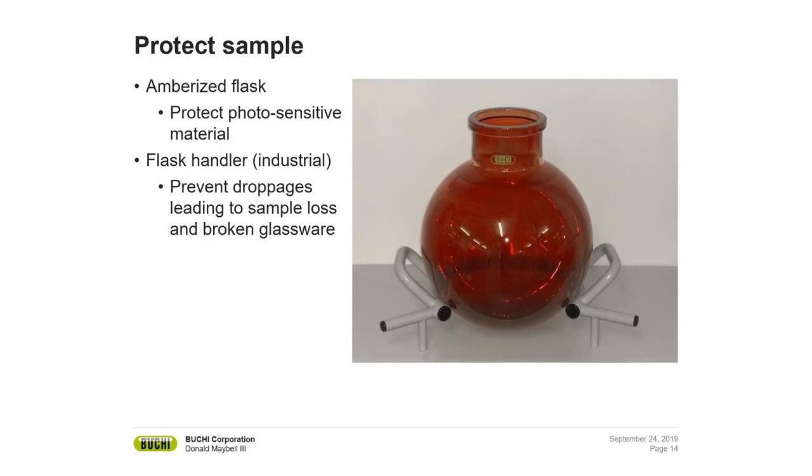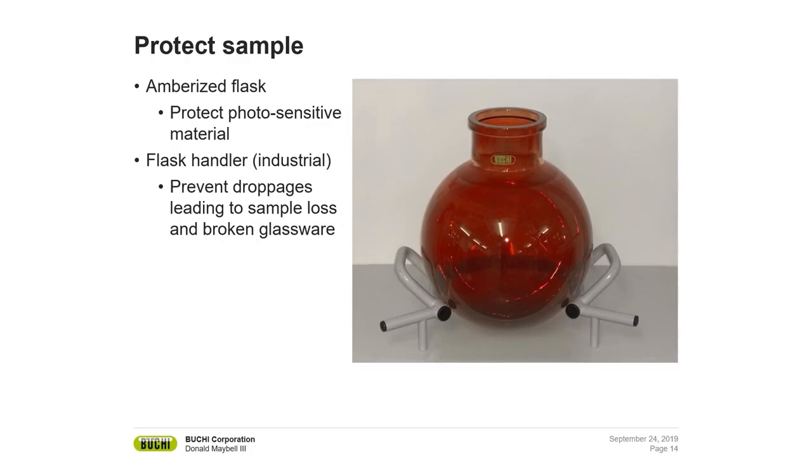And then another is the flask handler. This is more for the industrial scale, but when you move to industrial scale processes, since you're working with larger volumes, that means you have larger vessels as well. Since the vessels are larger and they're all glass, the main thing you want to do is avoid droppages, which can lead to massive sample losses. And not only that, but it can harm the user.